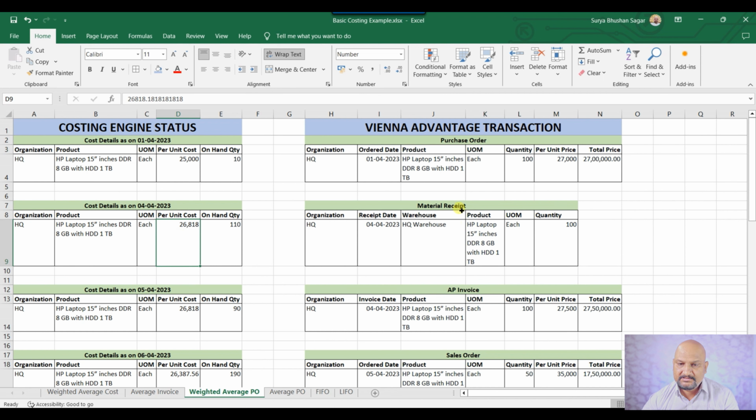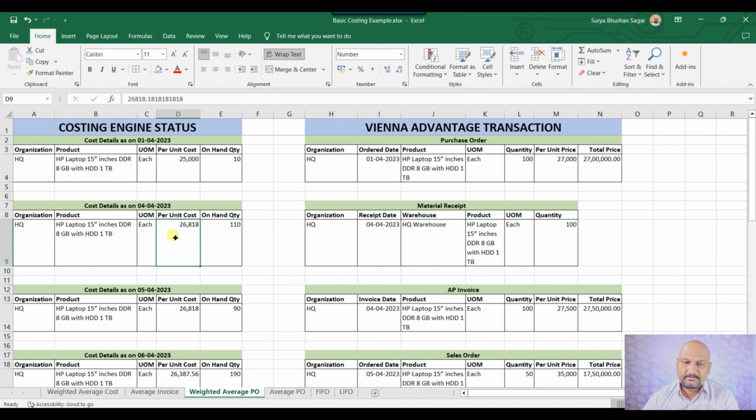Next, I have entered the AP invoice and I receive a different price at the level of the AP invoice. In that case, after completion of the AP invoice, your cost will not change since your method says it is a weighted average PO. As I have mentioned previously, weighted average PO means the prices would always be considered from the purchase order and there is no impact of the AP invoice prices.